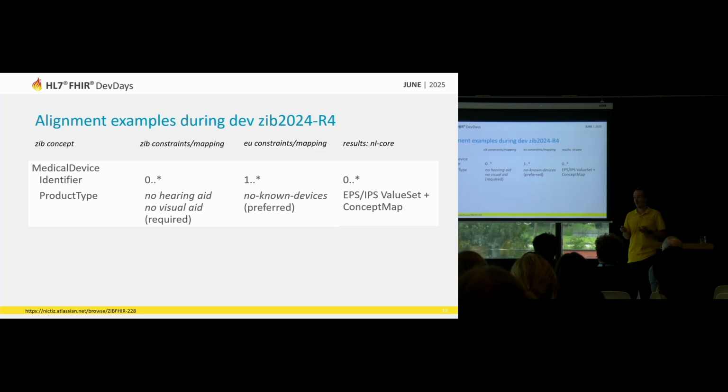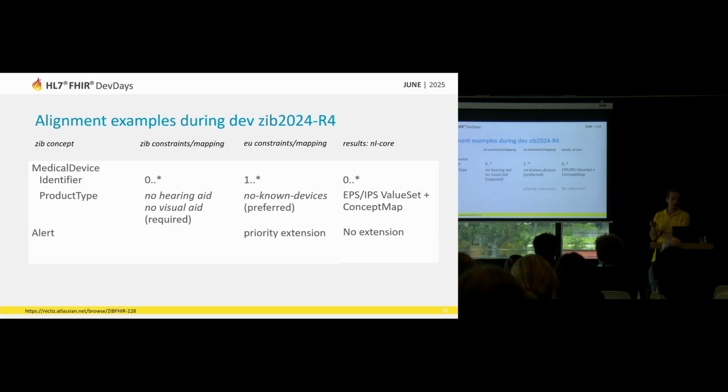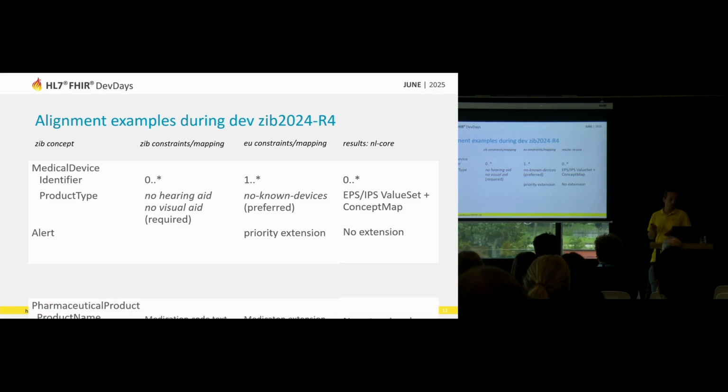So we adapted and deviated from the zip and chose the EPS value sets. Another example is for alert. We saw that there was a priority extension, but we don't have any functional backing from the zip, so we don't include it.